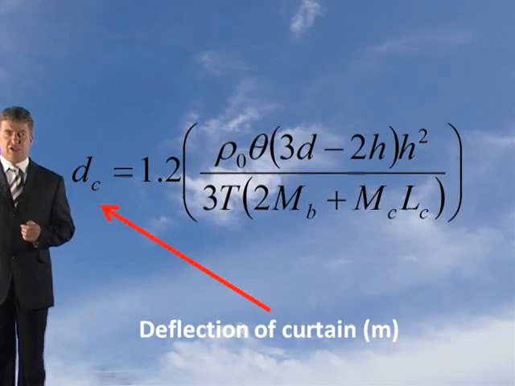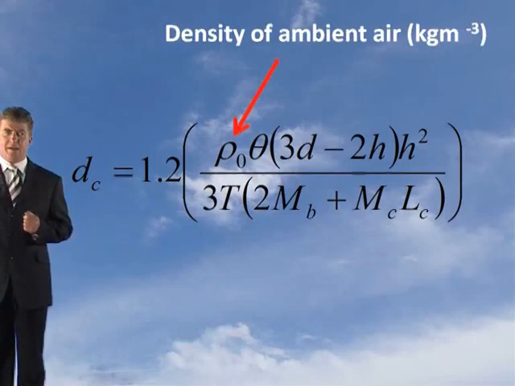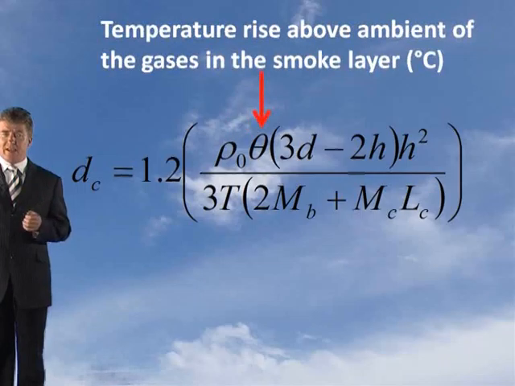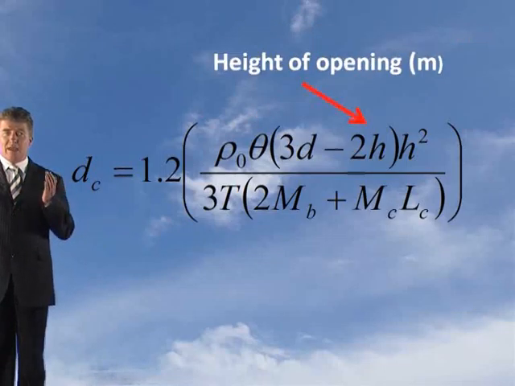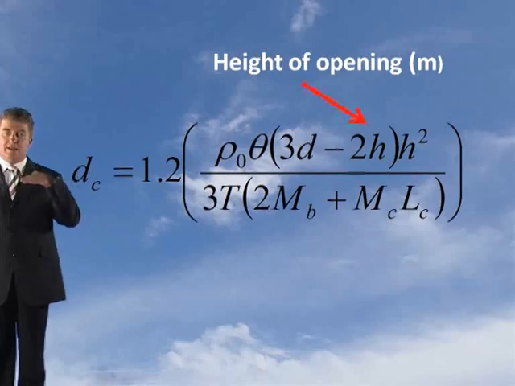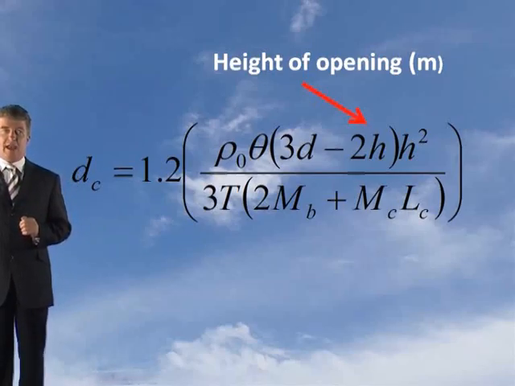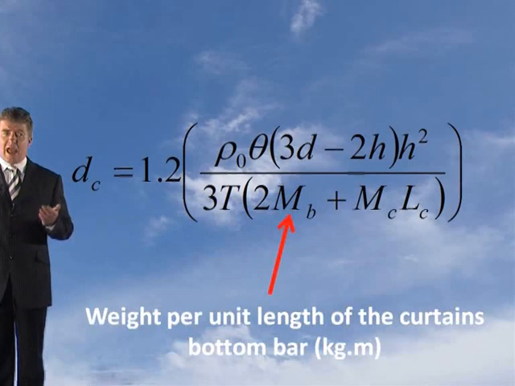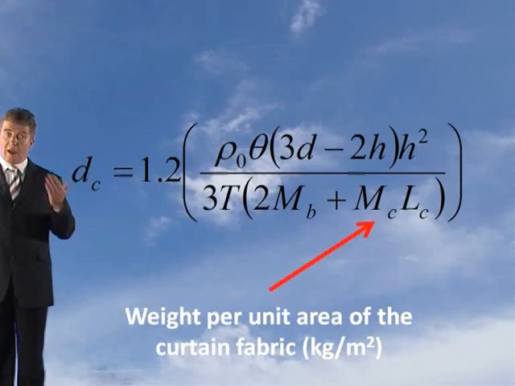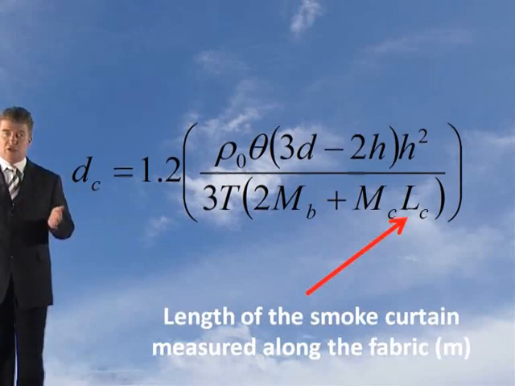DC is the deflection of the curtain. First of all, you've got the density of ambient air. That's multiplied by theta, which is the temperature rise above ambient of the gases in the smoke layer. D is your smoke layer depth. H is the height of the opening, so that's the actual height of the opening that you insert in there. T is the temperature of the smoke layer in Kelvin. And B is the weight per unit length of the curtain's bottom bar. And again, we've got the weight per unit area of the curtain fabric, which is MC, and LC, which is the length of the smoke curtain assumed, measured along the fabric. So this is the new formula.